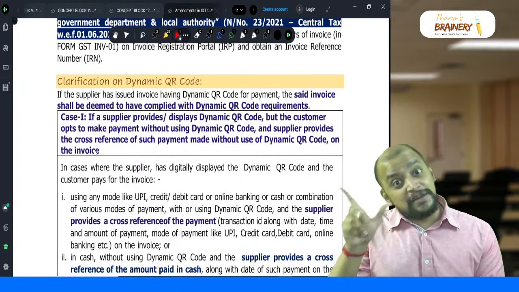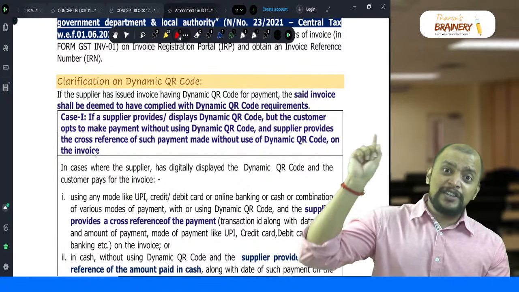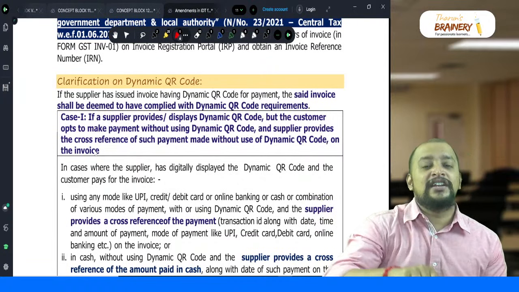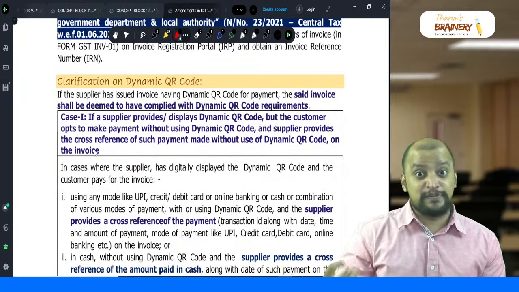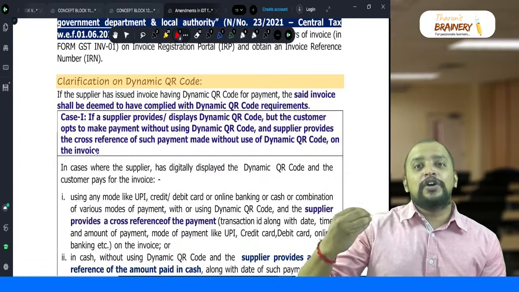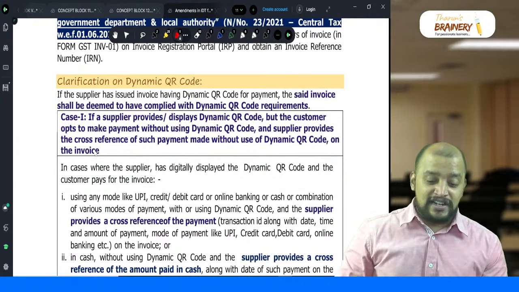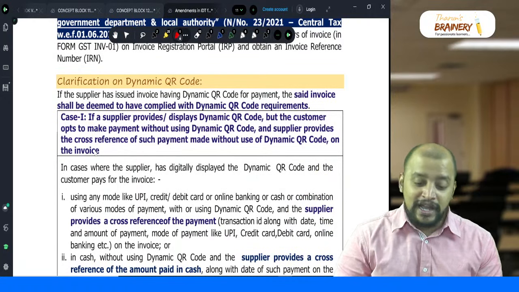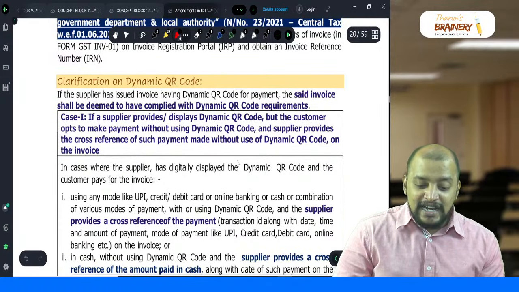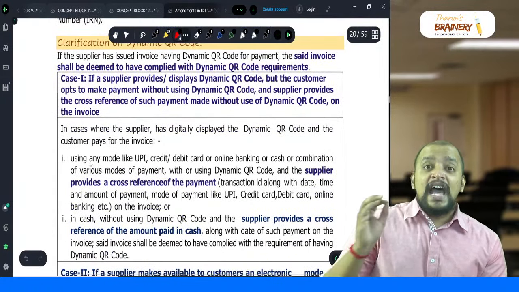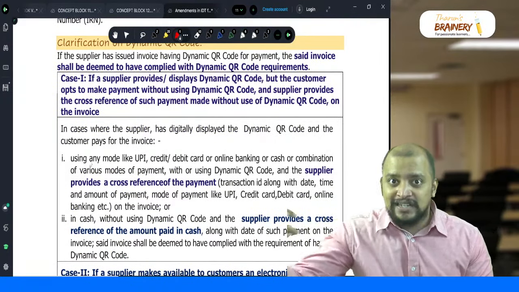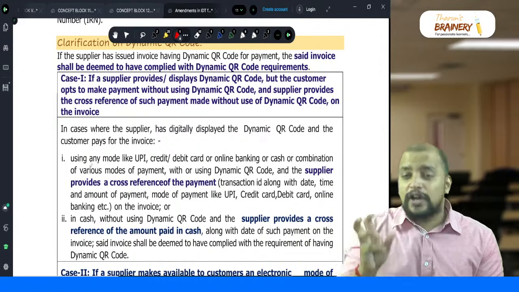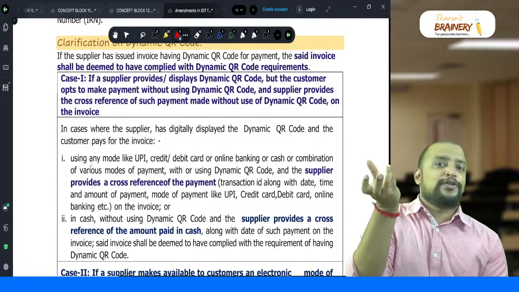What is this dynamic QR code? With respect to every transaction, the QR code will be generated. That is known as dynamic QR code. With respect to every transaction, one QR code will be generated. That is known as dynamic QR code. Okay. And this dynamic QR code has certain fields. So taking these fields, this data, a unique QR code will be generated.